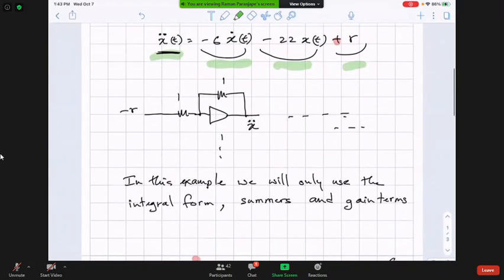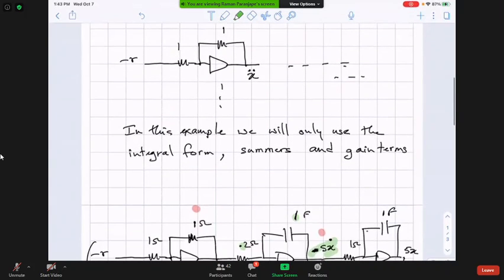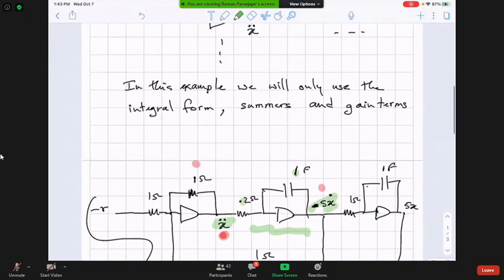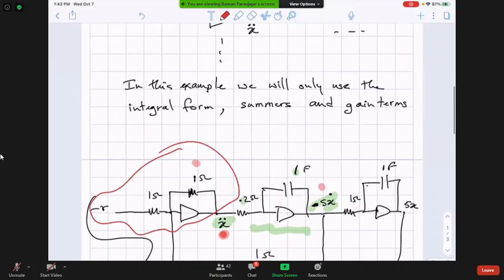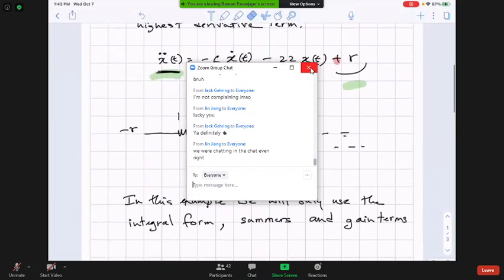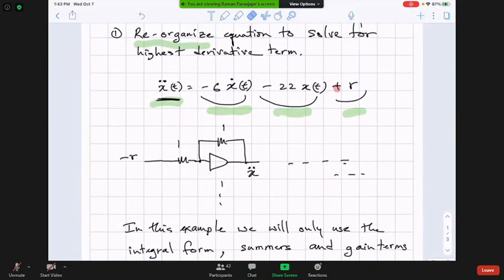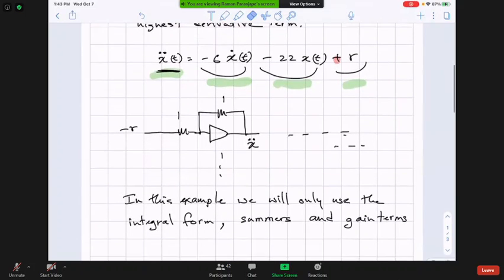So I just duplicated this minus R going into this amplifier with 1 and 1 in it. Let me change colors. That's this part here. The output of this is going to be X double dot. So if it's X double dot and I need this term 6X dot, how am I going to get that? Well, as I said, we're going to use integrators.